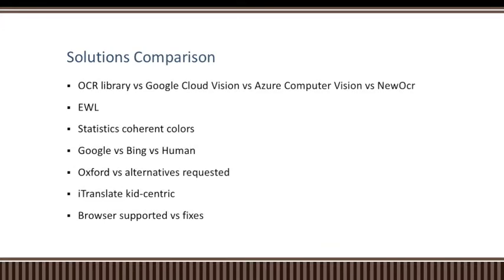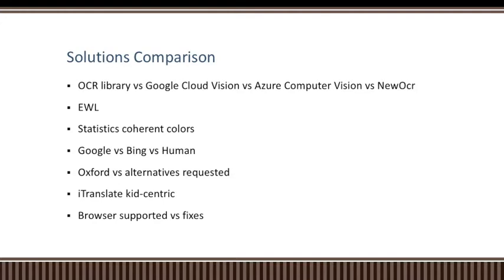So a comparison of these solutions would be, if we stick with the OCR library, all we have to do is train the library with the fonts, with major fonts, I would say. And then the other options would be to use some cloud services like Google Cloud Vision, Azure Computer Vision, or New OCR, which have a much closer to 100% success rate.